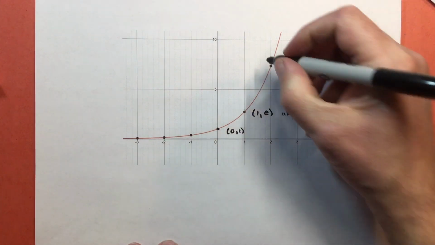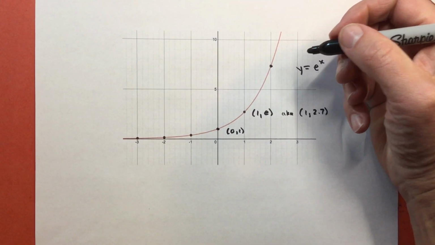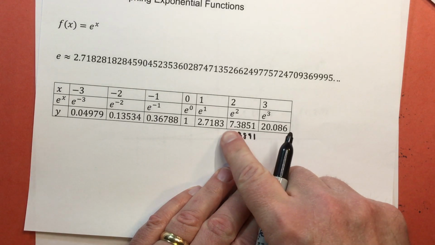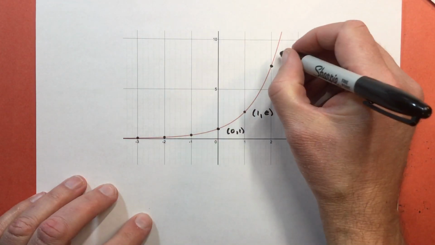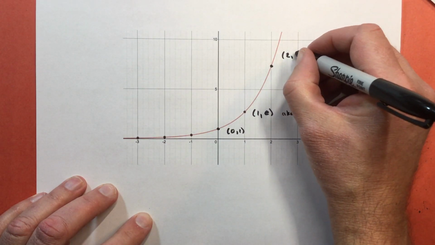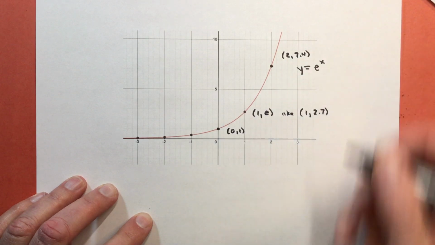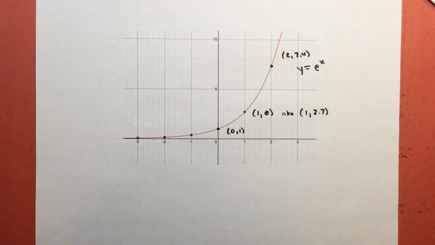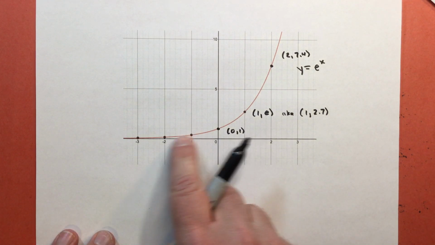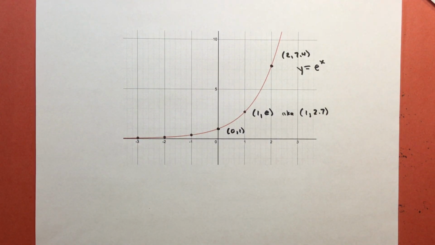What is this point right here? Well, again, it would be good to remember this. This is about 7.4. So this is 2 and about 7.4-ish. So those are estimations. What about over here on the side? You don't need to worry about that.